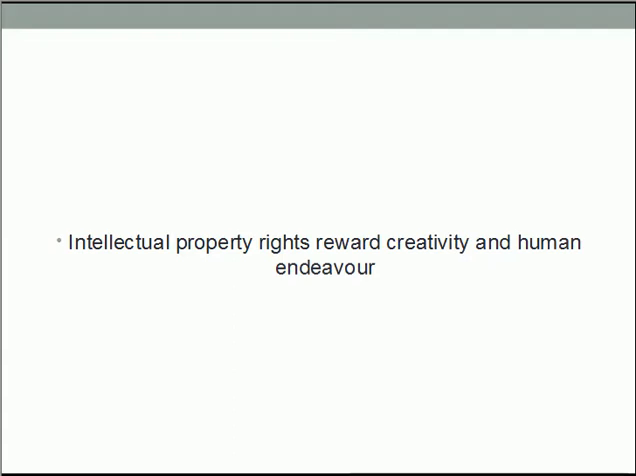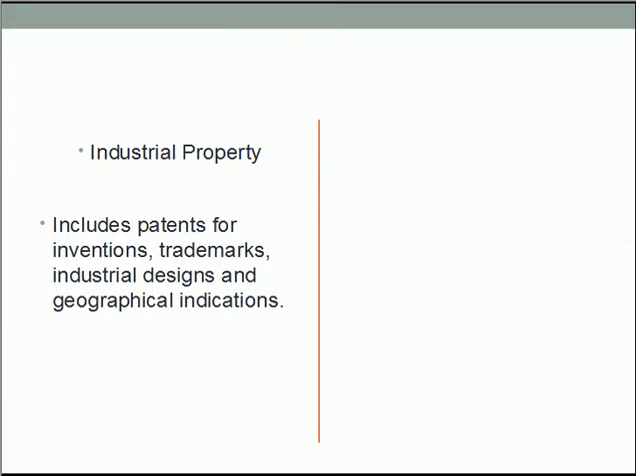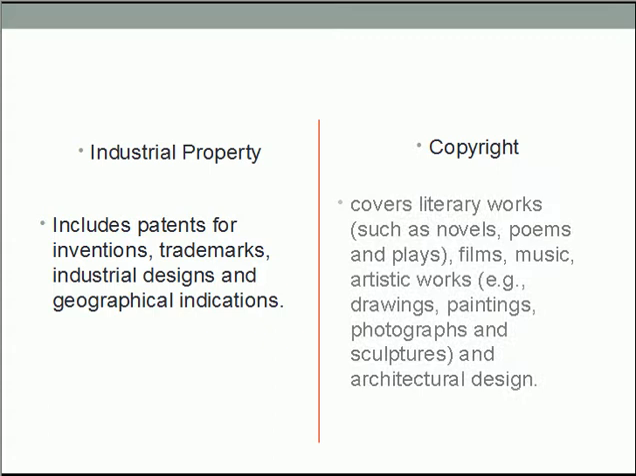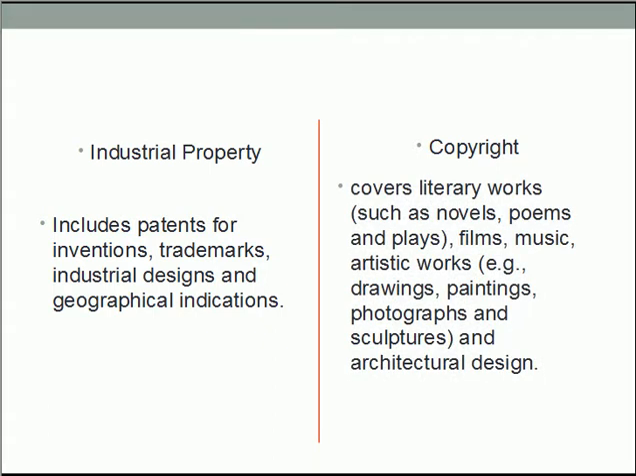There are two categories of intellectual property rights. First one is industrial property, which includes patents for inventions, trademarks, industrial designs, and geographical indications. And the second one is copyright, which covers literary works such as novels, poems, and plays, films, music, artistic works, for example, drawing, painting, sculpture, etc., and architectural design.